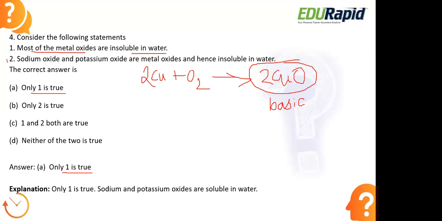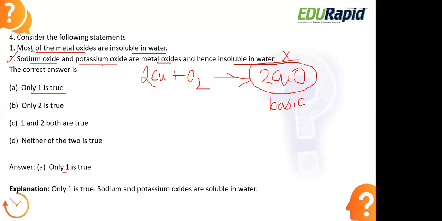When we look at the second statement, the first statement is true because most bases are not soluble in water. Only the few which are soluble in water are called alkalis. Second statement: sodium oxide and potassium oxide are metal oxides and hence insoluble in water. This is a wrong statement because sodium is a metal and potassium is a metal. When combining with atmospheric oxygen, they form metal oxides, that is sodium oxide and potassium oxide respectively, right?